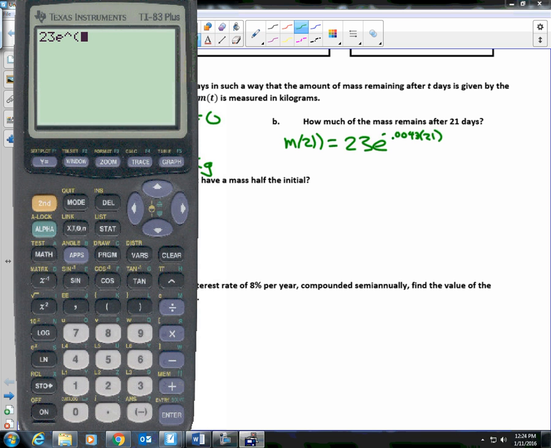23 e to the negative 0.0043 times 21. So again, you grab e by doing second natural log. Just entered 21.01 days. I'm sorry, 21.01 kilograms. We're solving for mass.